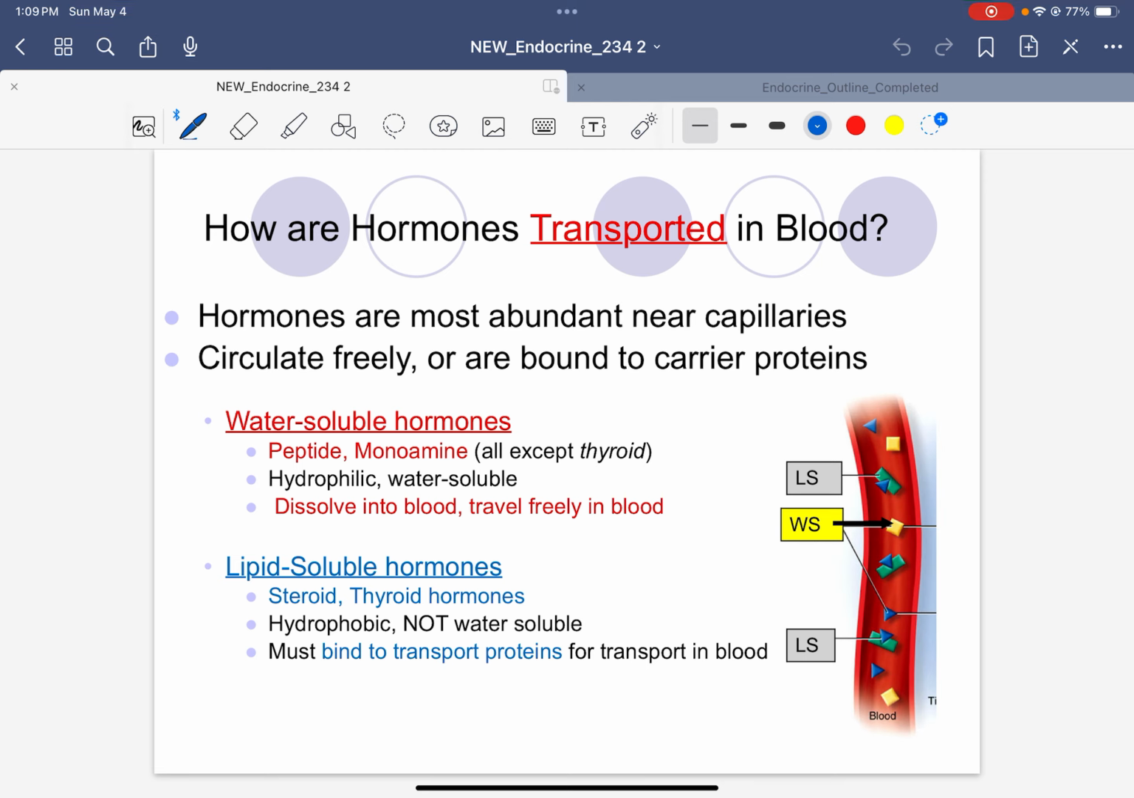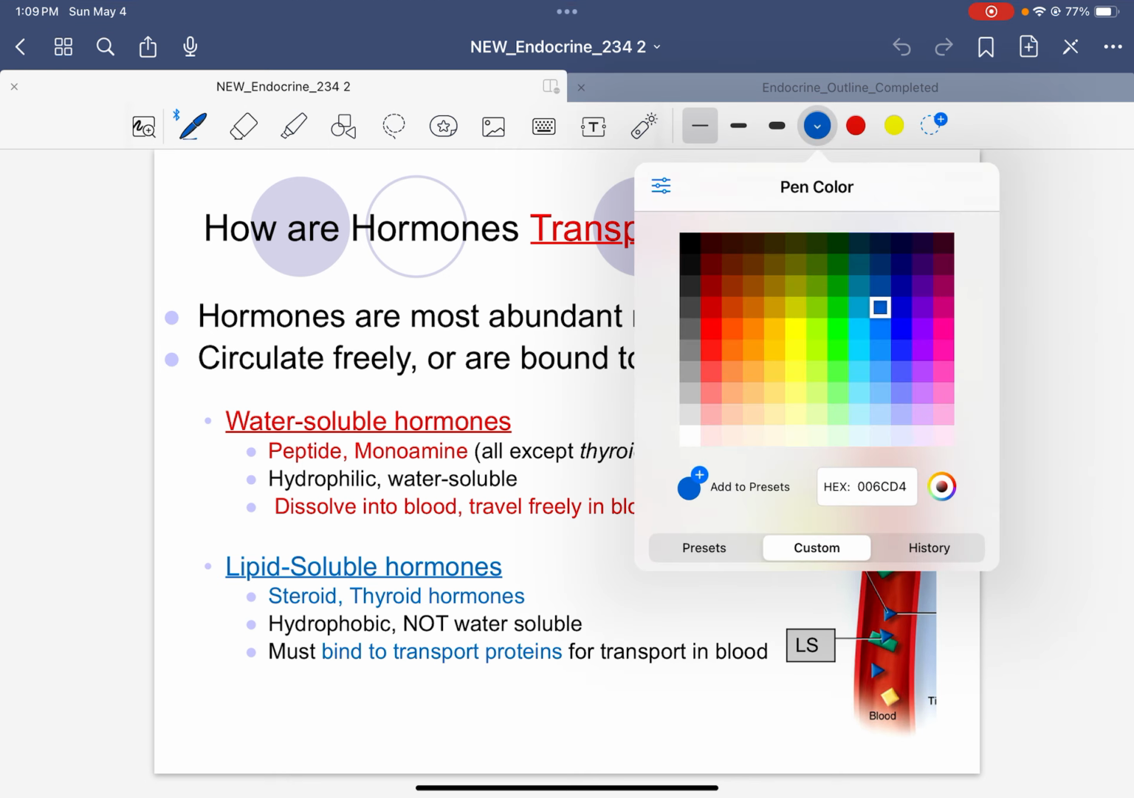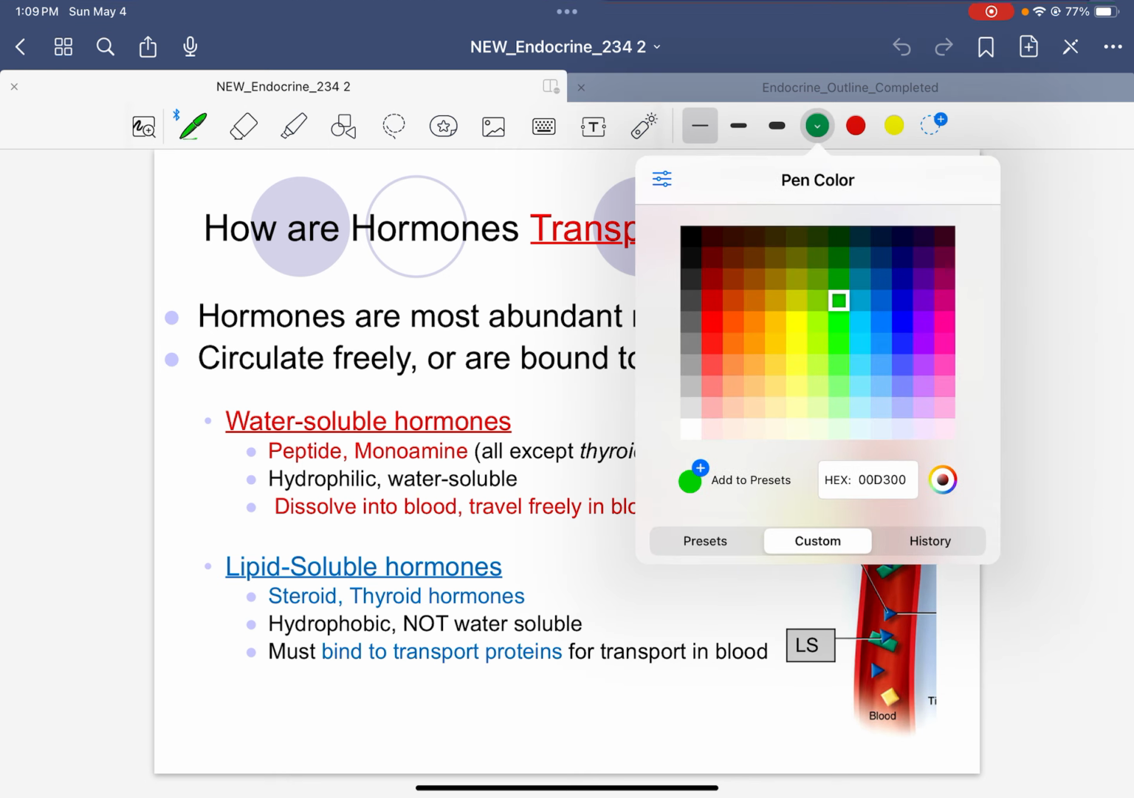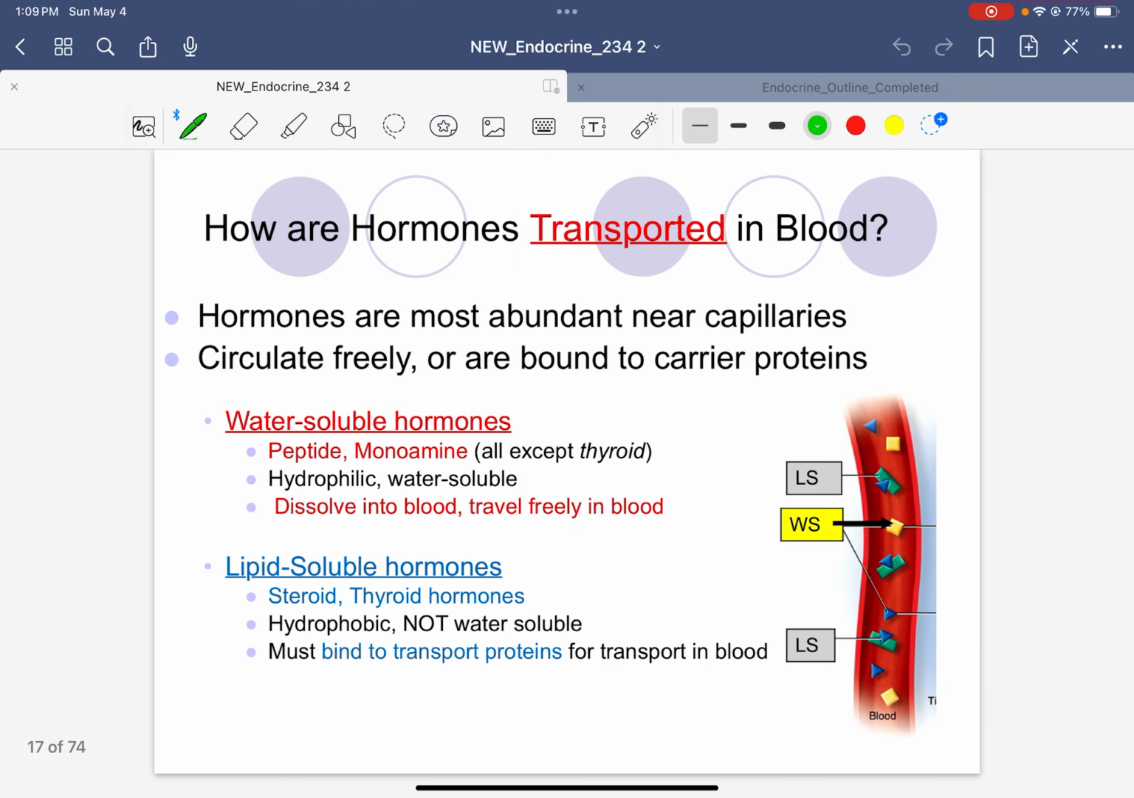So let's review. Remember, we had three different types of hormones. We had the peptide hormones, the monoamine, which are amino acid derivative, and the lipid or sex hormones. So I would start there. And then how they are transported in the blood, and how they interact with the target tissue, has everything to do with whether they are water soluble or lipid or fat soluble.